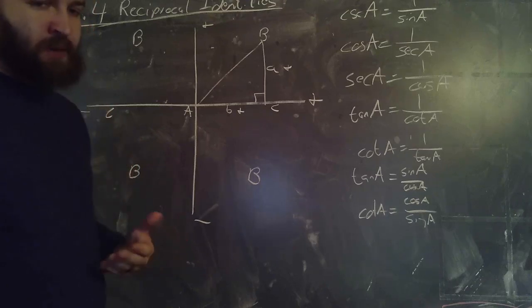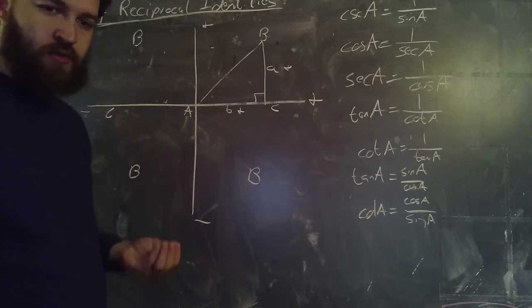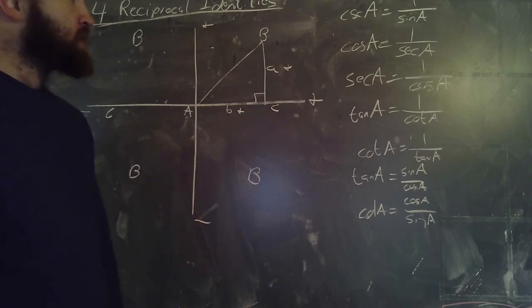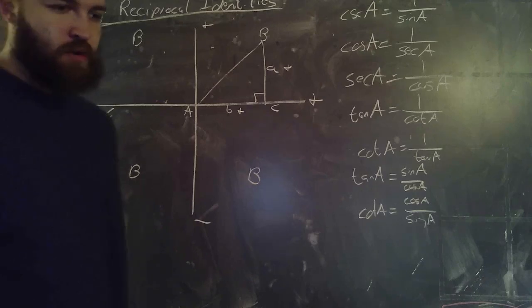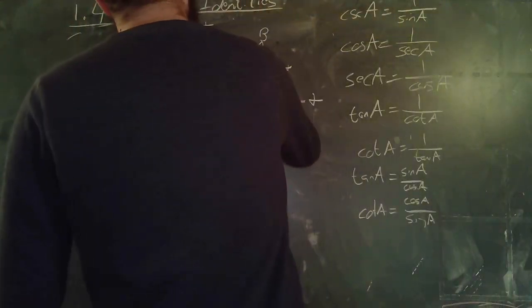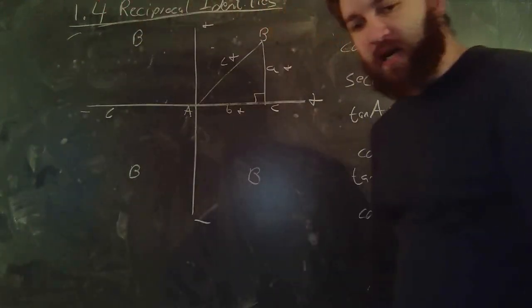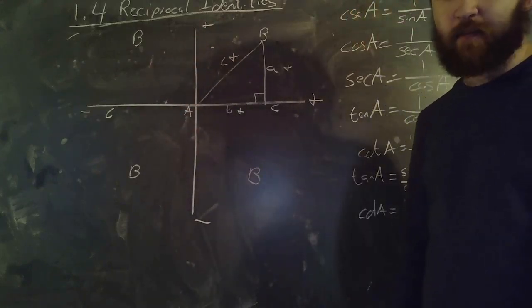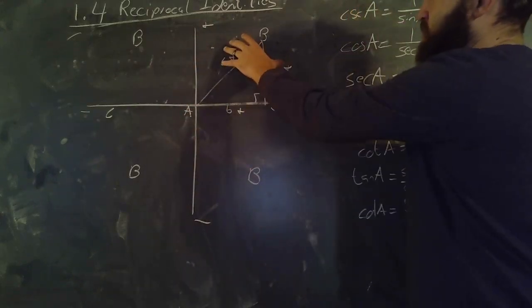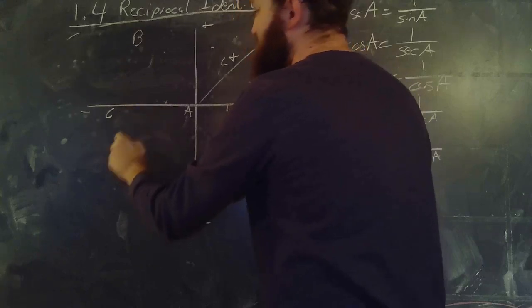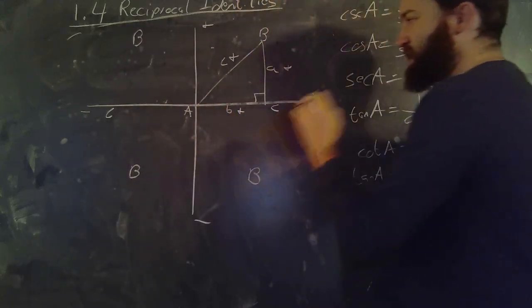Well, first of all, Pythagoras' theorem squares 2 numbers, adds them together, and then takes the square root of them. So what that tells us, because squaring a number always makes it positive, that tells us that c, lowercase c, is always positive regardless of what quadrant that c happens to be in. So if I have a triangle in quadrant 1, c is positive. Triangle in quadrant 2, c is positive. In 3, c is positive. In 4, c is positive.